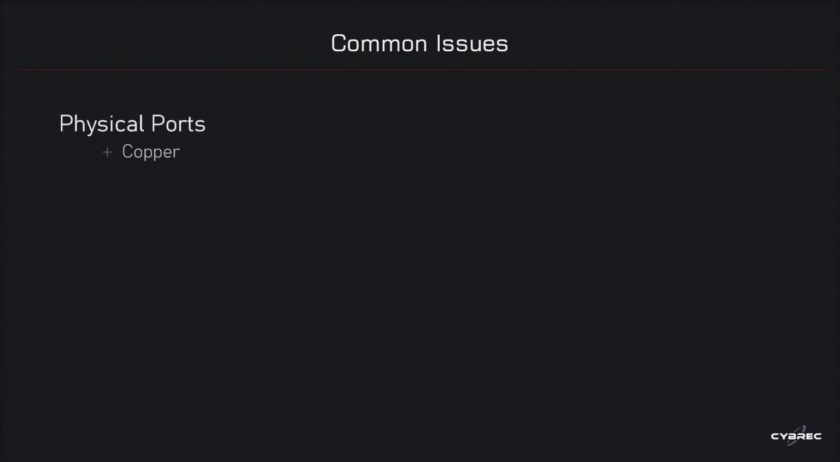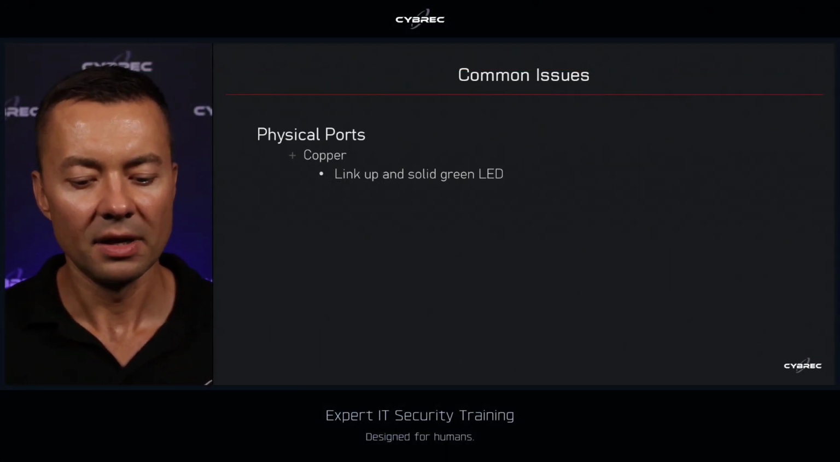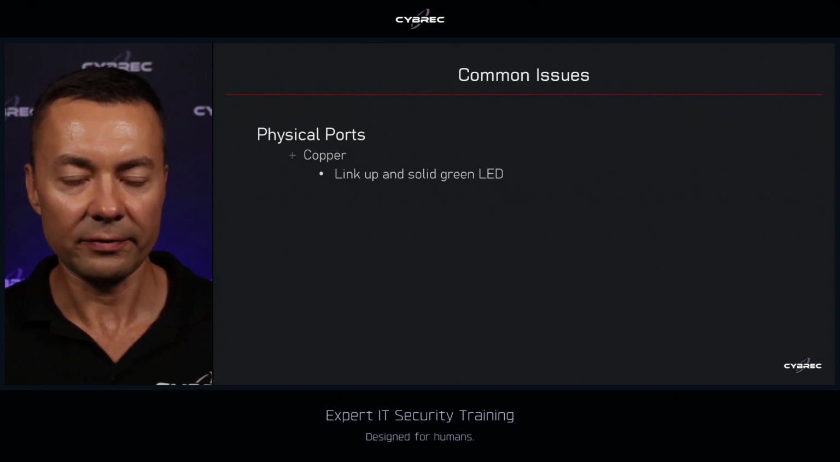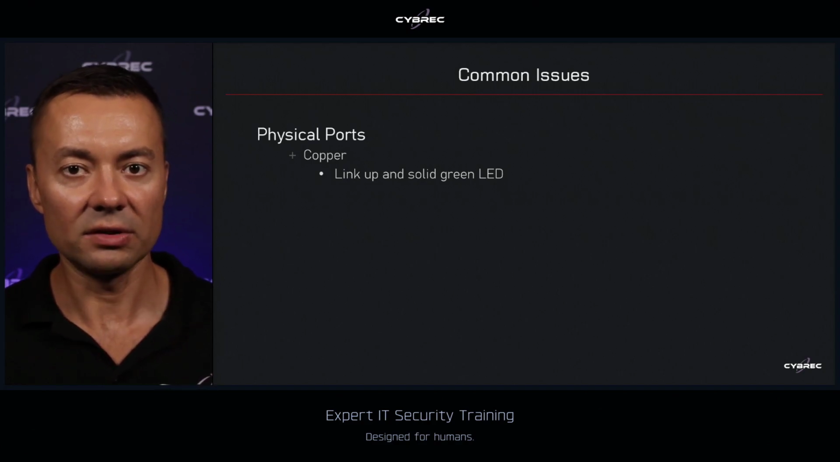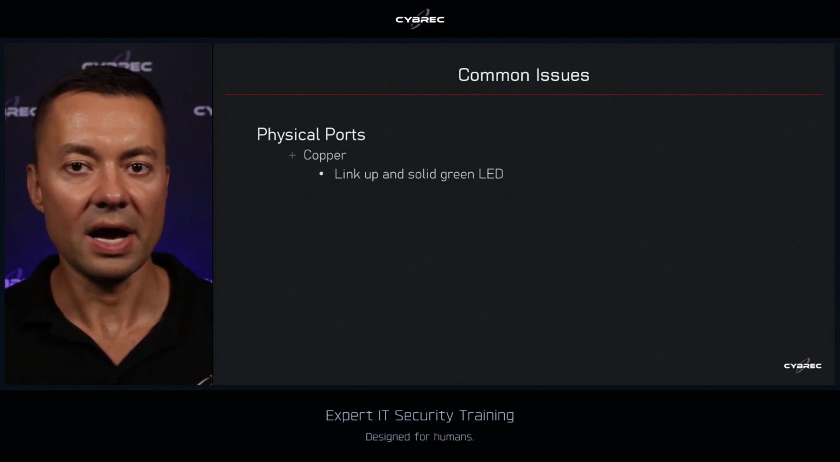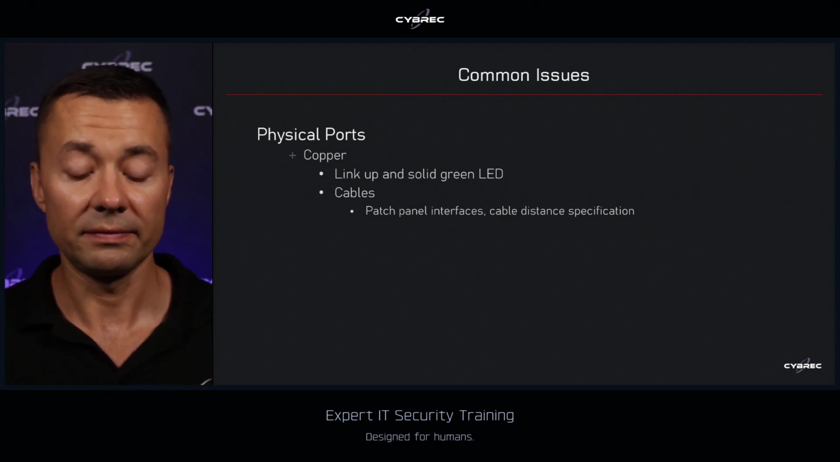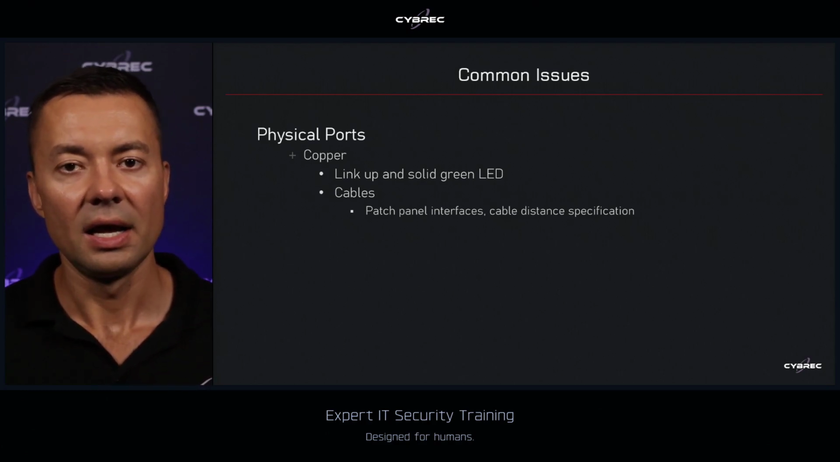Probably the most common issue we can see with interfaces is going to be the link up-down problems. In terms of copper interfaces, such as Ethernet ports, the first thing you would want to take a look at would be to make sure that the LED that is associated with the interface is a solid green, because solid green means that the interface is up and that there is a connection with the other side of the link.